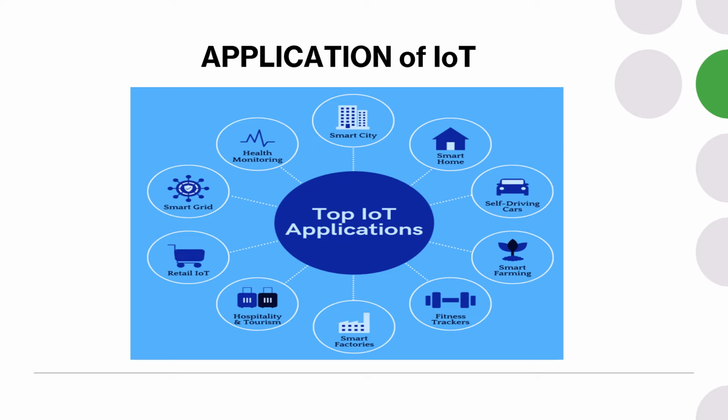IoT also has application in business because many businesses use IoT to streamline their processes from RFID security to activity tracking. This will enhance the productivity and efficiency in business. Now let's move towards the next part.